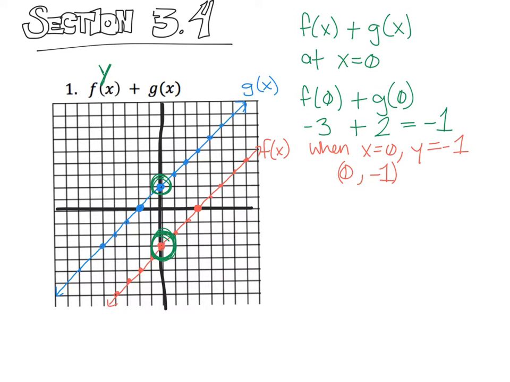So I'm going to put that on the graph. Let's use purple. So 0, comma, -1, that is right there. All right, let's do another one. What is my x value going to be? Let's do f of 3. F of 3 plus g of 3.